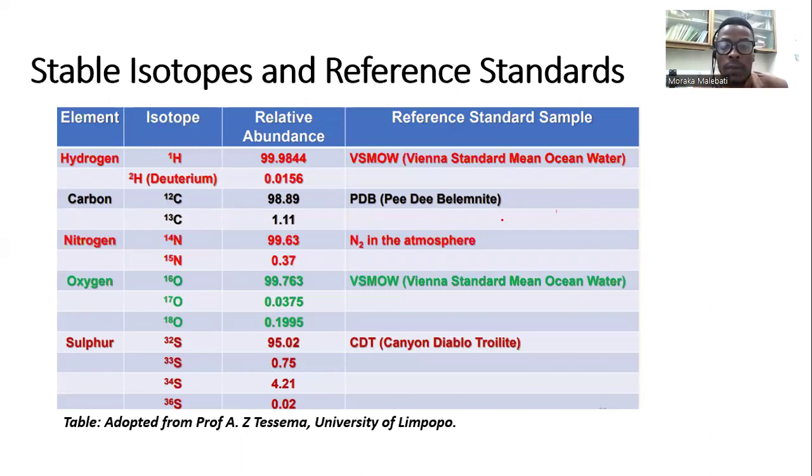For example, for hydrogen the standard can be Vienna standard mean ocean water, and for carbon you can use PD belemnite, which was found in the PD formation, and for nitrogen you can use N2 in the atmosphere.